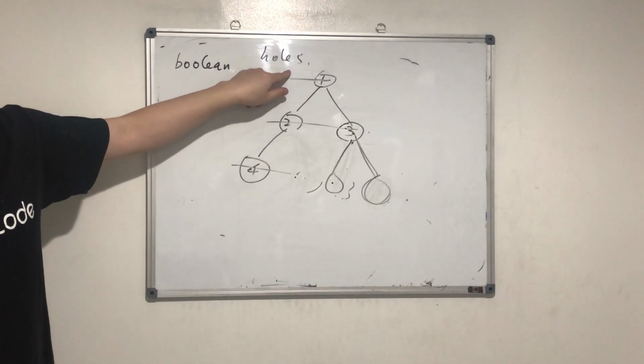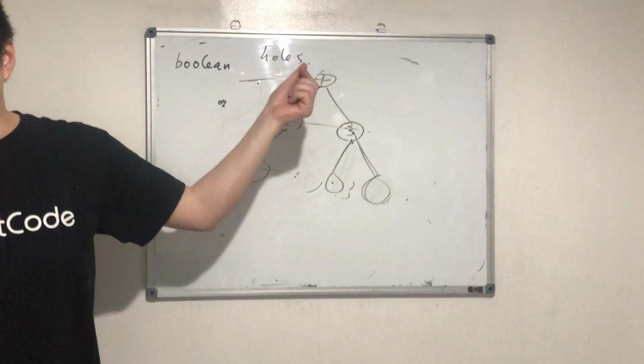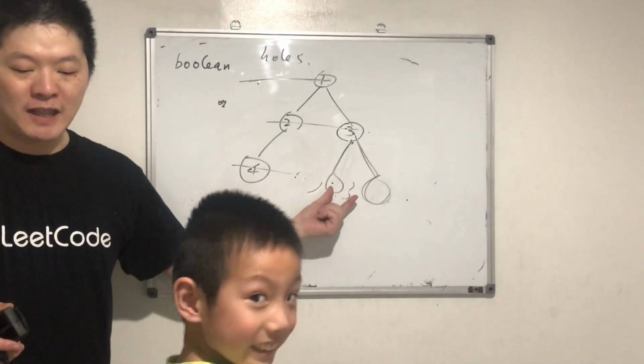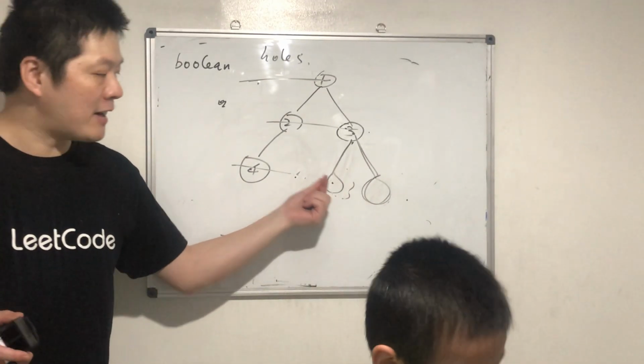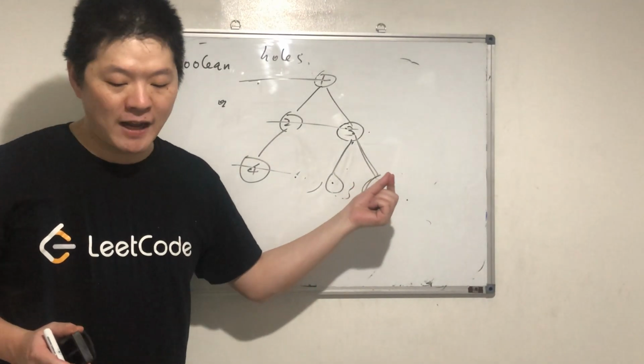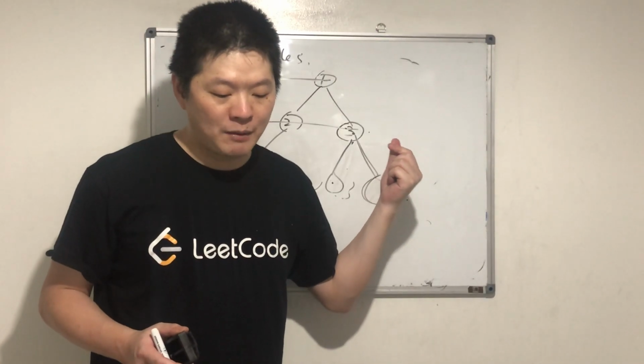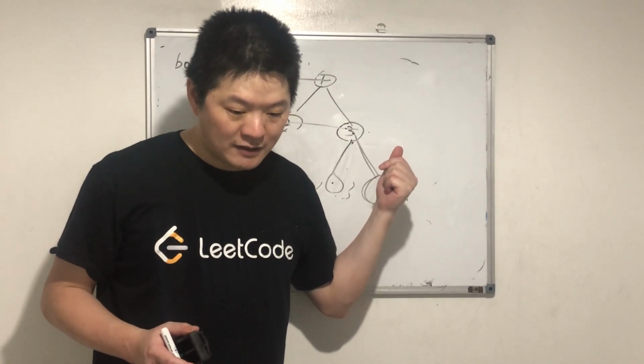So we have a hole flag. We set the hole to false. Then if we meet an empty hole, we set it to true, right? And then when we meet a node, if there's a hole before, then it's not a complete binary tree. Am I right? Does it make sense?